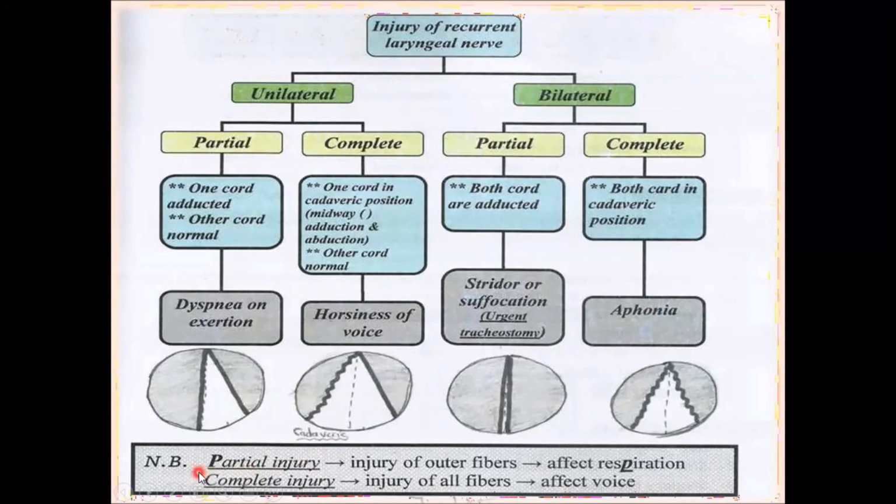Simply, you can remember that if there is partial injury of unilateral or bilateral recurrent laryngeal nerve, the problem will be related to respiration. So partial injury, problem will be to respiration, either dyspnea on exertion or stridor. And if there is a complete injury, either unilateral or bilateral, the problem will be related to voice of the patient. As you can see, complete unilateral injury causes hoarseness of voice, and complete bilateral injury causes aphonia. So partial injury related to respiration, complete injury related to voice problem.